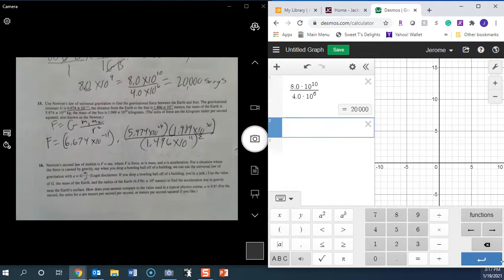Okay, so we have 5.974. Put that division sign in here. And then we would do times 10 to the 24th power. That arrow there. And then parenthesis 1.989 times 10 to the 30th power.